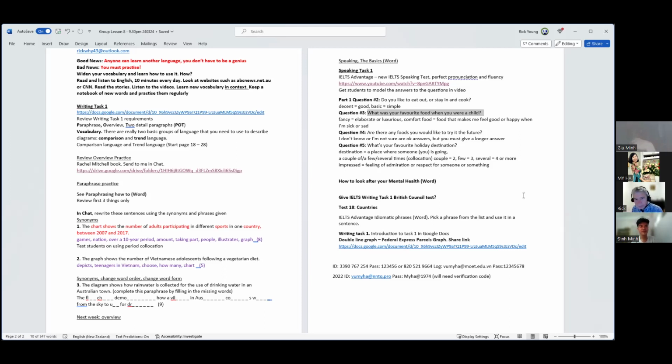Kwang Ming. Yes, teacher. Okay. What was your favorite food when you were a child? When I was a child, my favorite food was the noodle which my grandmother cooked. It was simple, but it was very tasty and delicious. Okay, good answer. So meaning it was basic. Is that right, Kwang Ming? It was basic. Yes. Okay, basic means simple. So that's a good word to use as a synonym.